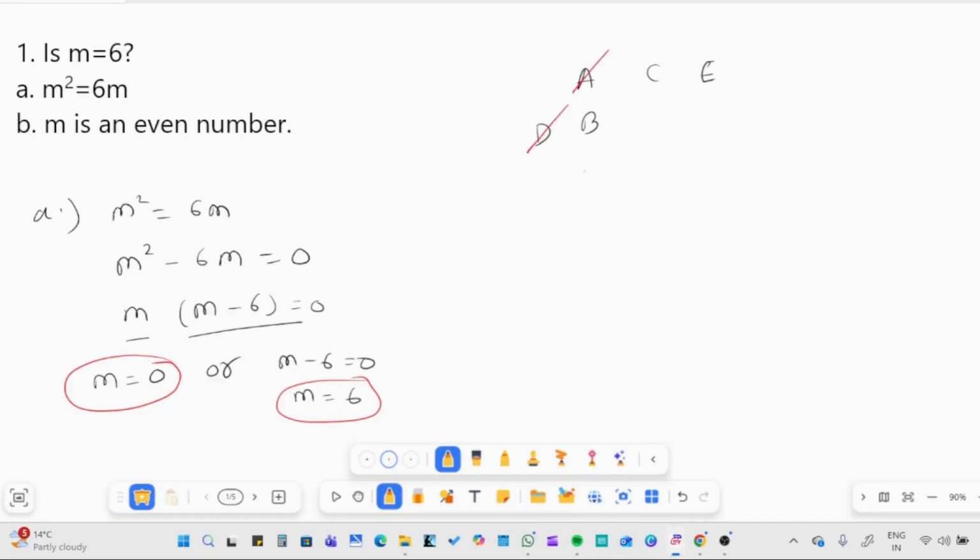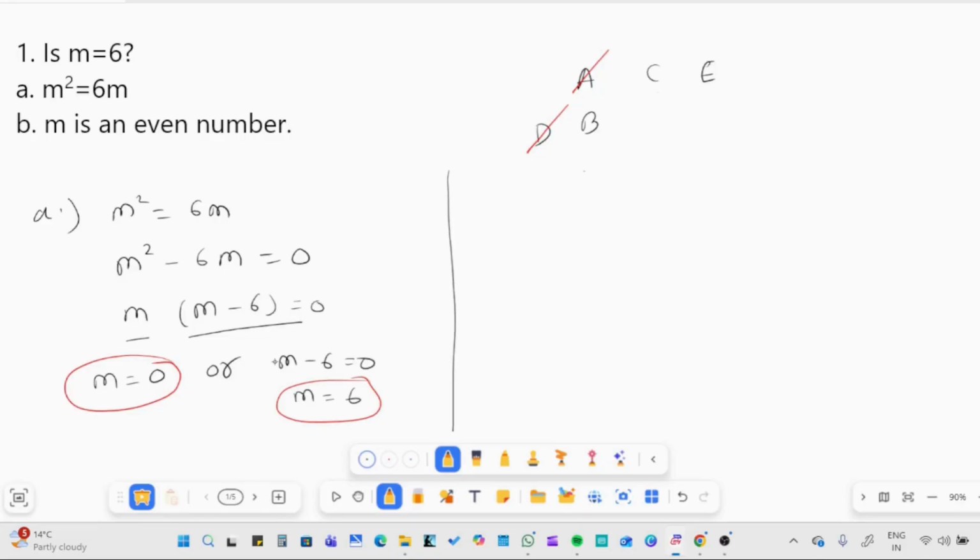So A is gone. So with that, D is also gone. Always remember, while solving data sufficiency questions, if A is not the answer, then D is also not the answer. So you can cancel it easily.